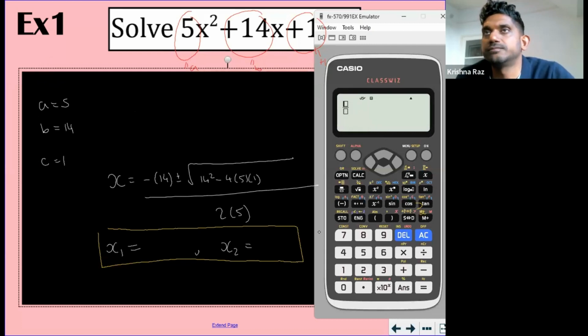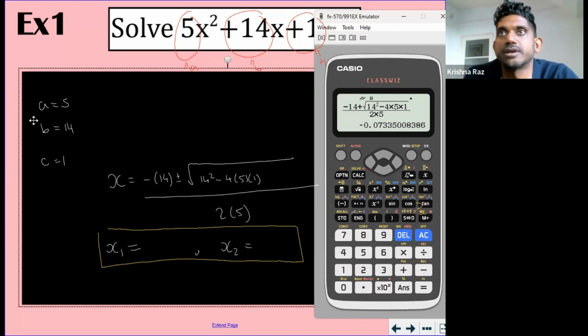So we have the fraction button, minus b, plus or minus just means we do plus and then we do minus. So first we do the plus, then we cursor back and turn it into a minus. So I'm going to do plus first: the square root of 14 squared minus 4 times 5 times 1 all over 2 times 5, equals minus 0.07.